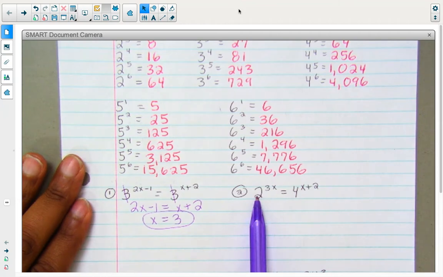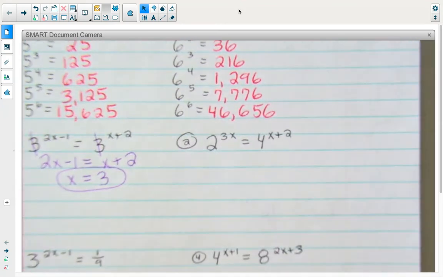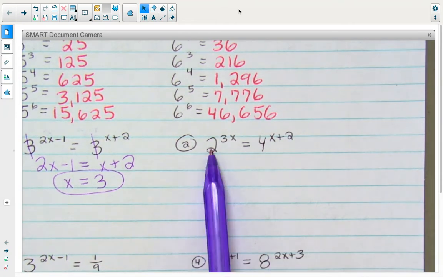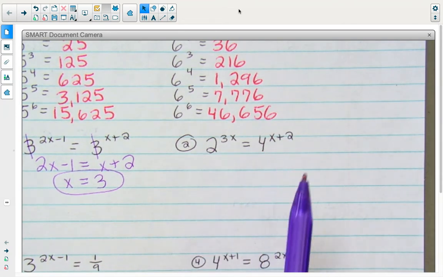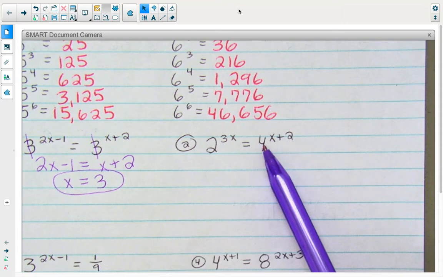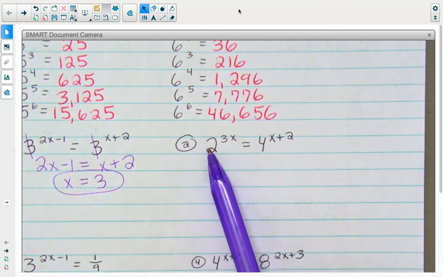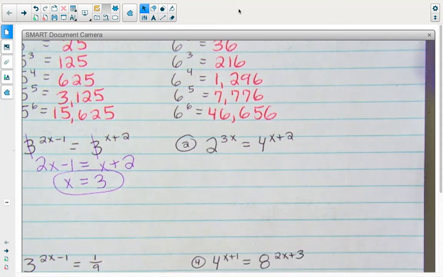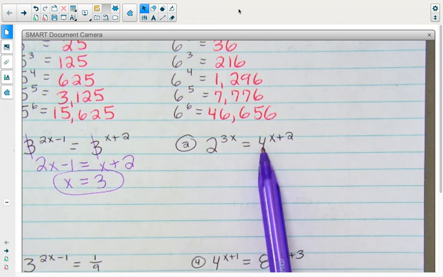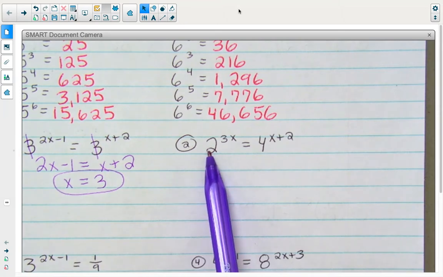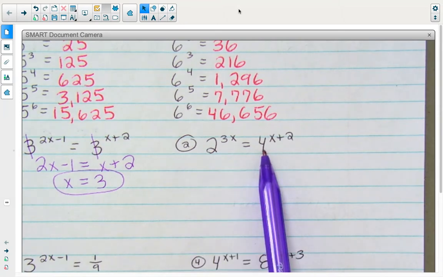I have a base of 2 here, and I got a base of 4 here. Okay, base of 2 and a base of 4. Your goal is to try to change the bigger number to the smaller base. So the problems that we're doing today, we will be able to change the bases to the same number, but sometimes the bases cannot be the same numbers, and I'll show you how to do that sometime next week. So let's try to make this 4 be a base of 2. So let's change 4 to a base of 2.